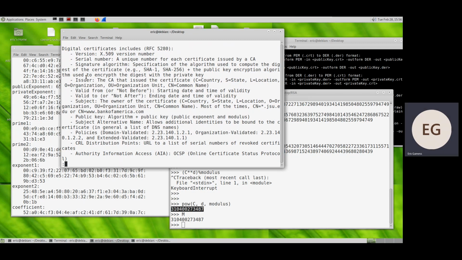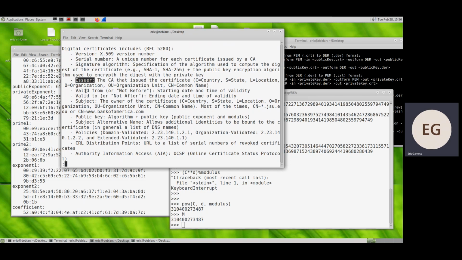Okay, then what other field do we have? We have the issuer. The issuer is who emits the certificate and who signs the certificate. So it will be, for example, DigiCert, or GlobalSign, or Let's Encrypt. We'll see that the issuer will have several fields. For example, C for country, S for state, L for location, O for organization, OU for organization unit, and CN for common name.